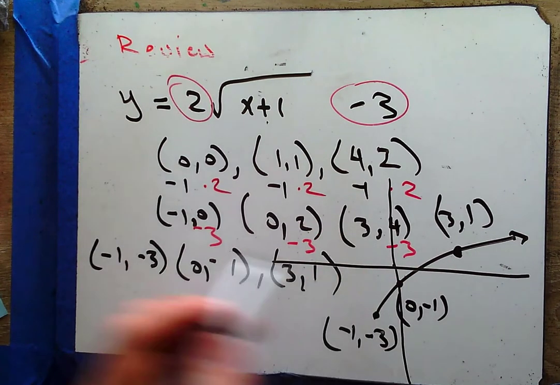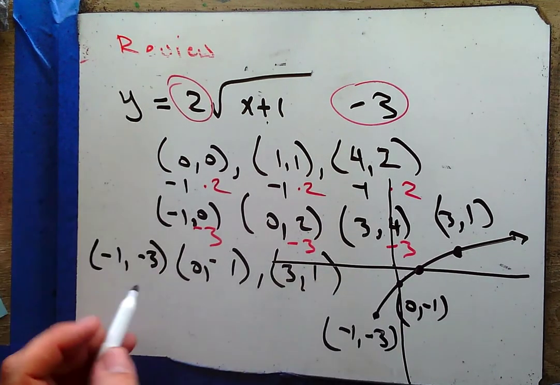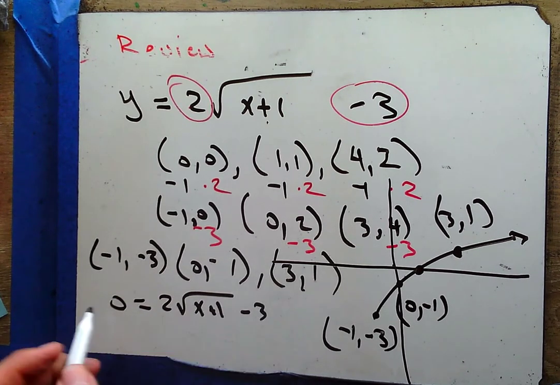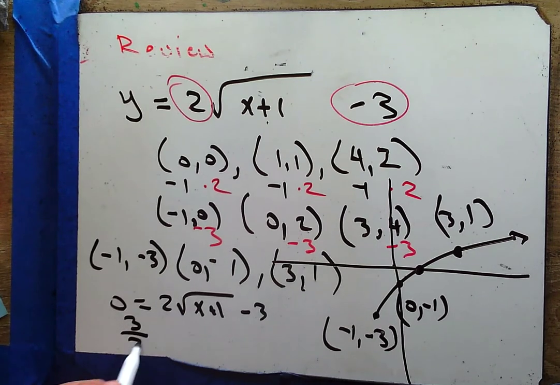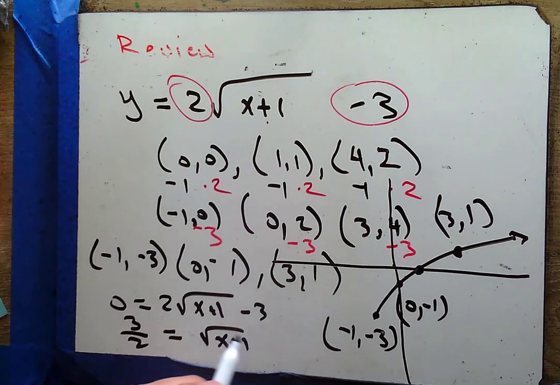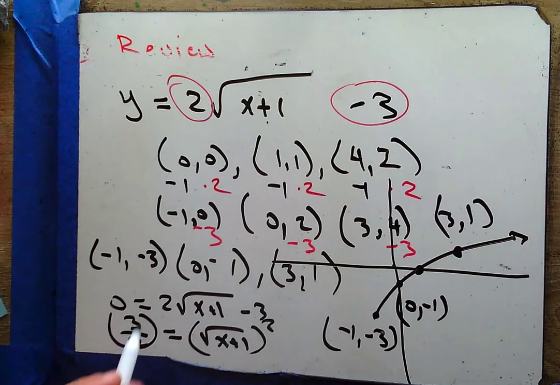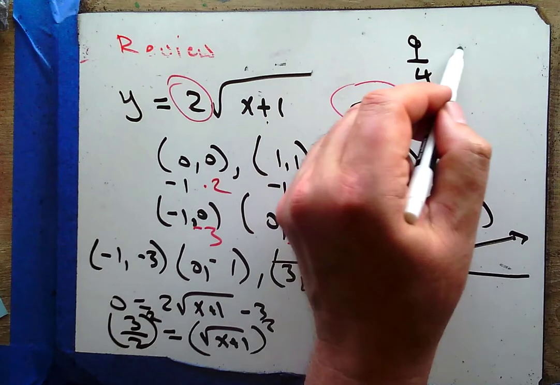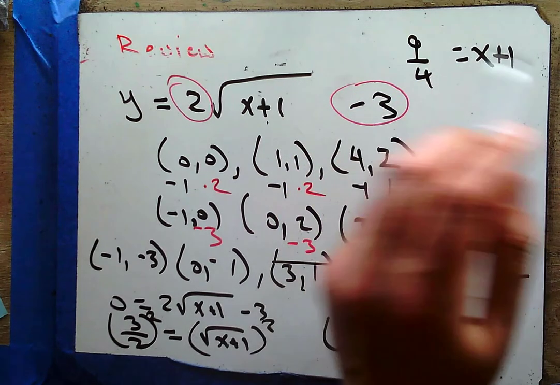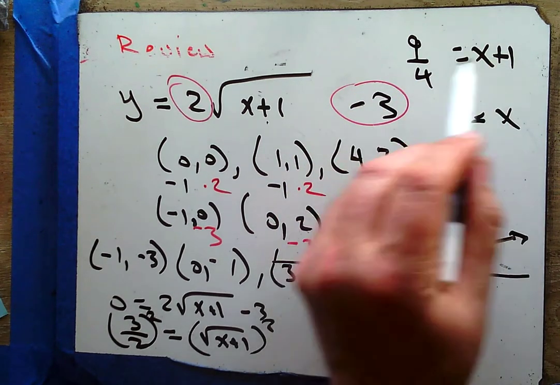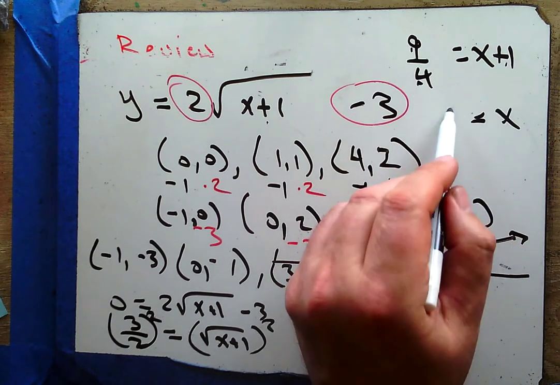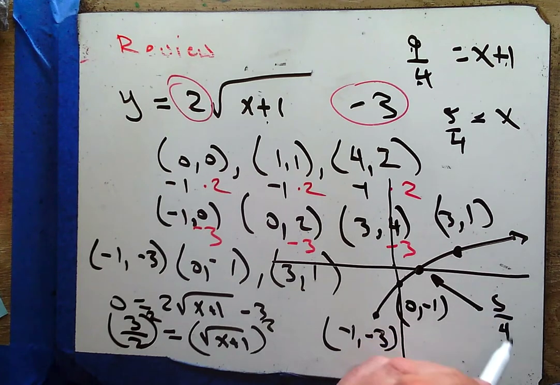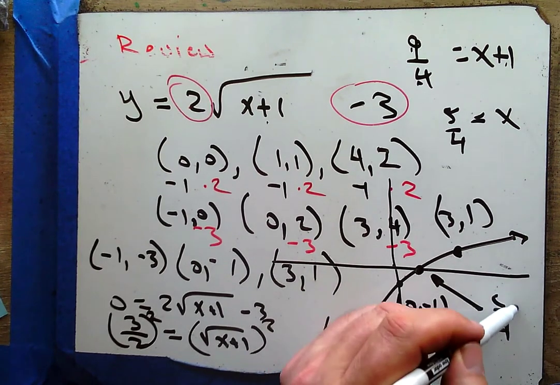Well, to find the x-intercept, I set y equal to 0. Add 3 to both sides, divide by 2, and then I have to square both sides. So that's going to give me 9/4 equals x plus 1, and when I subtract 1 from both sides, I get 9/4 minus 4/4 or 5/4. So if you wanted, you could certainly label the x-intercept here as well.